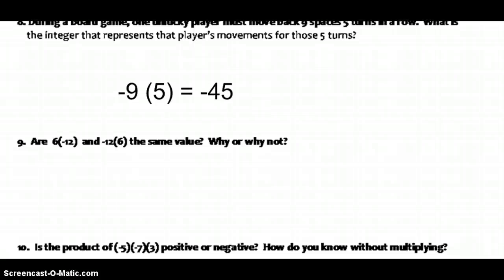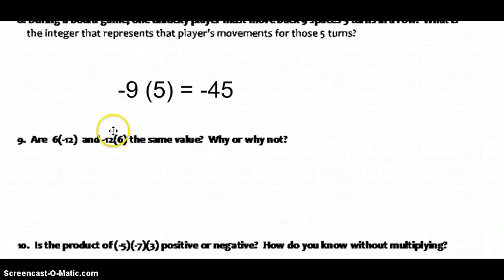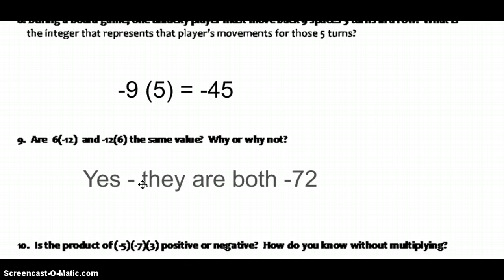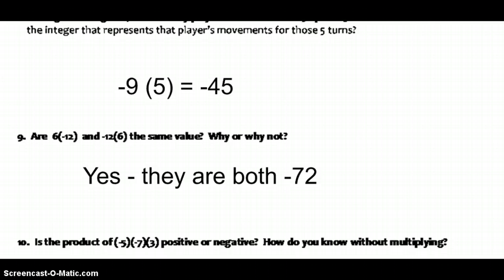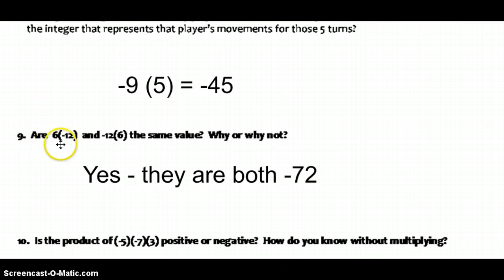Question 9. Are 6 times negative 12 and 12 times negative 6 the same value? Why or why not? Yes, they are both the same value. They're both equal to negative 72. This is because we're always taking a negative times a positive, and the commutative property tells us that we can switch the order of our multiplication problem and still get the same answer.